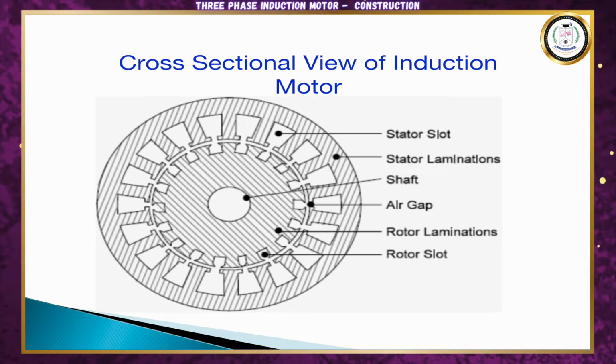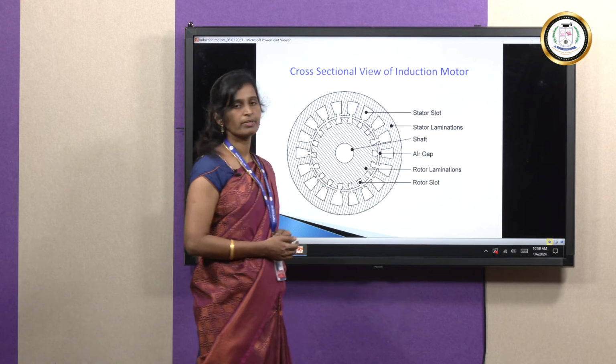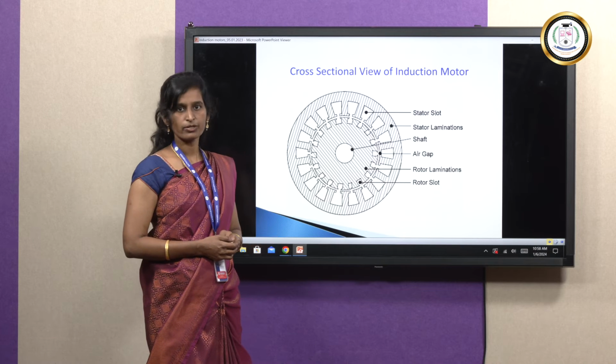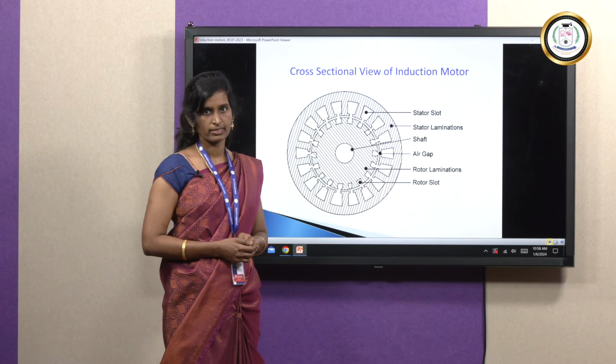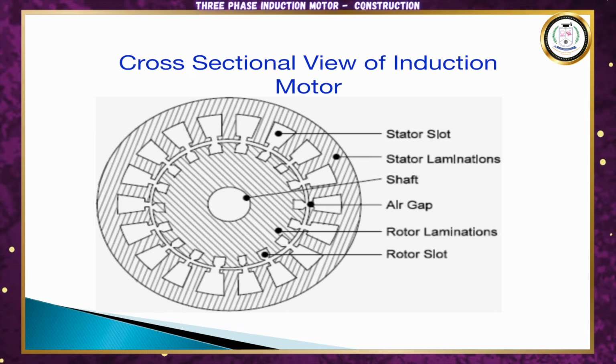This is a cross-sectional view of the induction motor. The outer part is the stator core, which is also called stator laminations. Stator core has the stator slots in which we will be placing the stator windings. Inside the hollow cylindrical shape, we have the rotor. Rotor has rotor core and rotor slots. Inside the rotor slots, we will be placing the rotor windings. Between the stator core and the rotor core, there is an air gap, and the rotor is mounted on the shaft. Now we are going to see each part of the induction motor in detail.